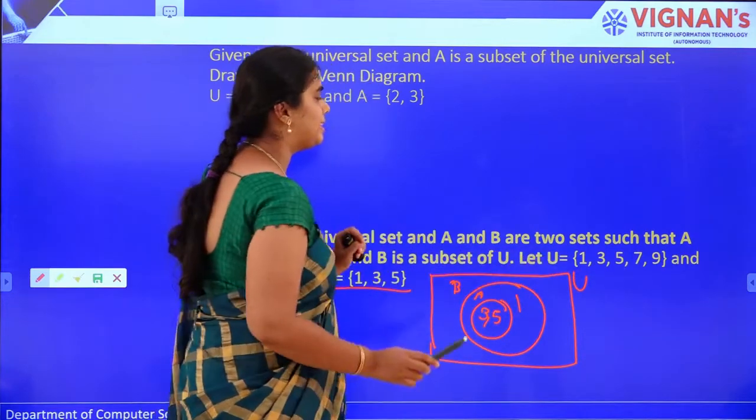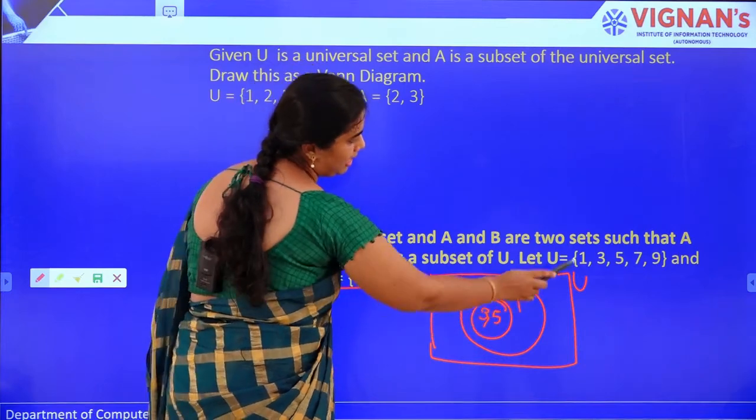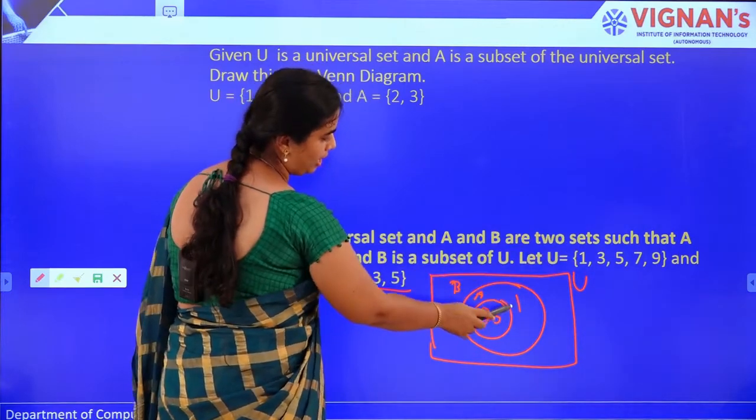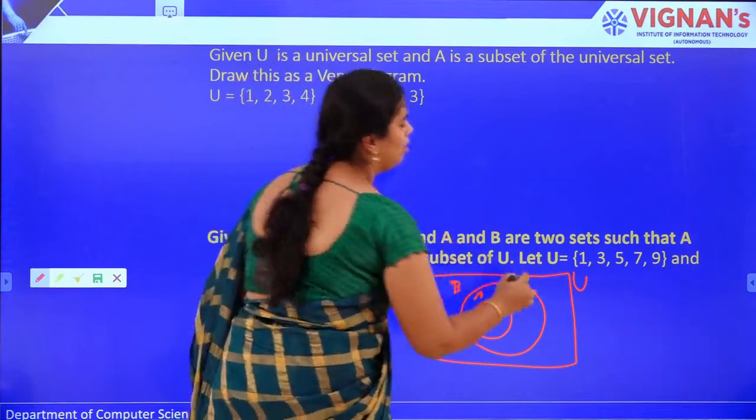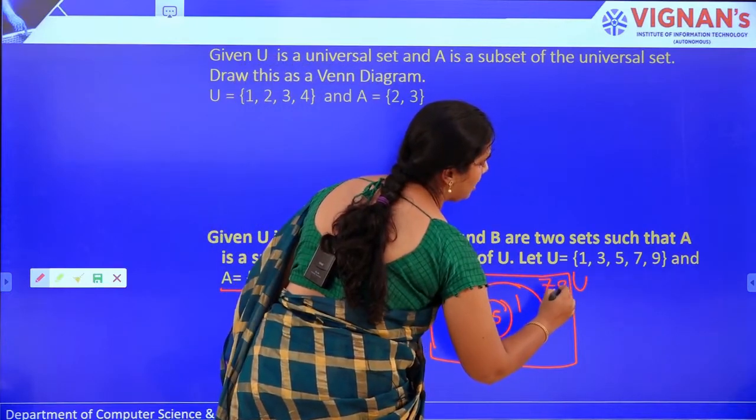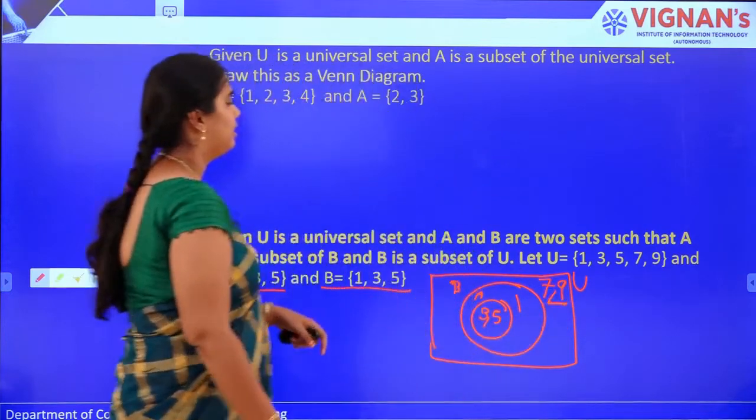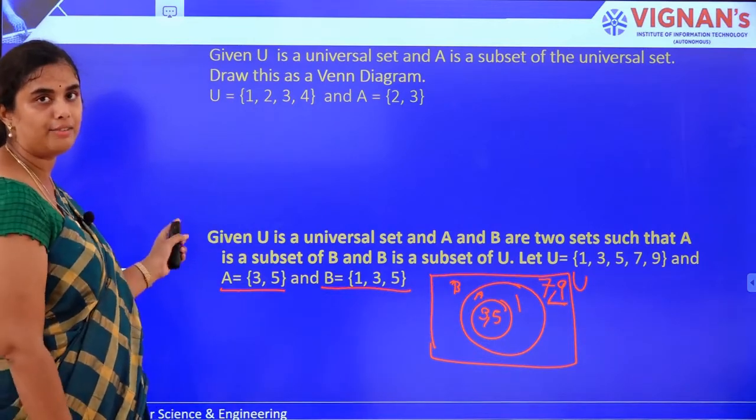What are the elements present in U? 1, 3, 5, 7, 9. So 1, 3, 5 are already present. So the other elements will be 7, 9. Okay, I think it is clear with the example.